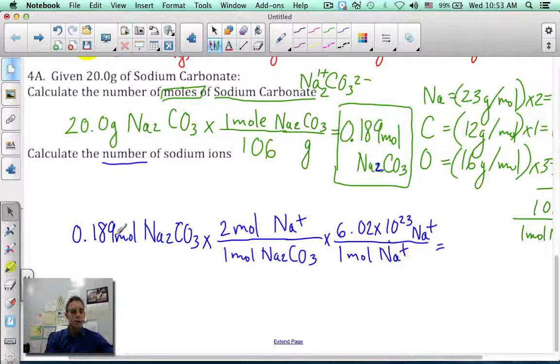Now I take that number 0.189 and multiply it by 2. Then I multiply it by 6.02 times 10 raised to the 23rd. What I get is 2.27 times 10 to the 23rd. So I put this number in here. I have 2.27 times 10 to the 23rd sodium ions.